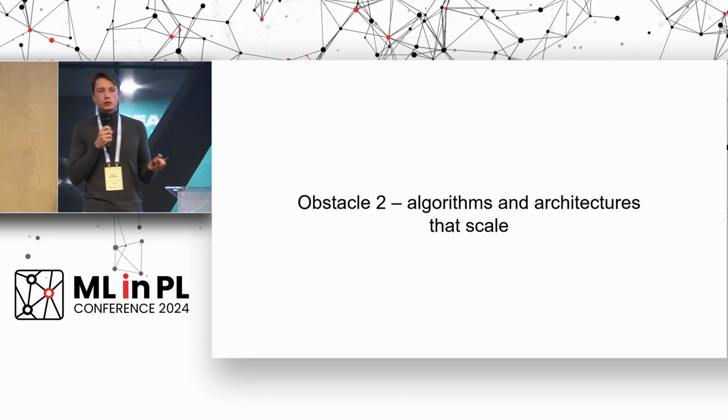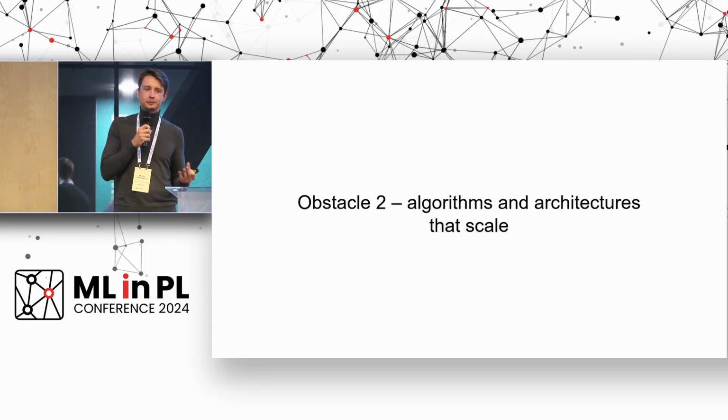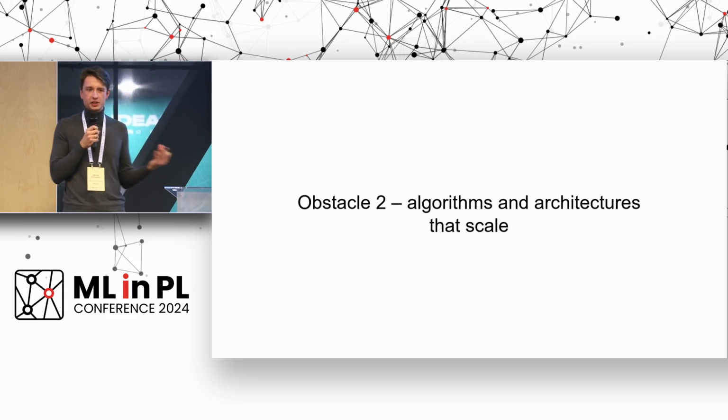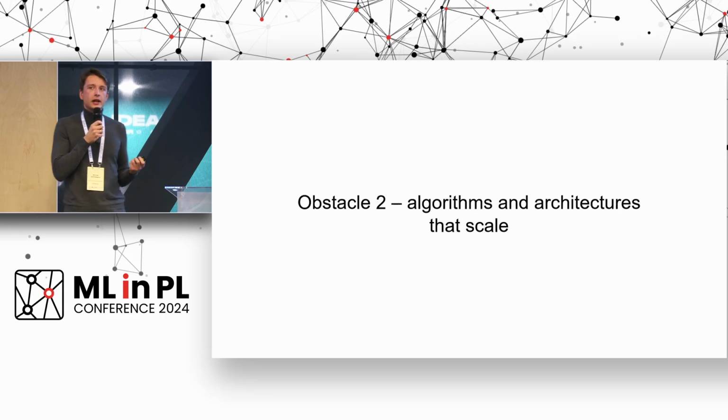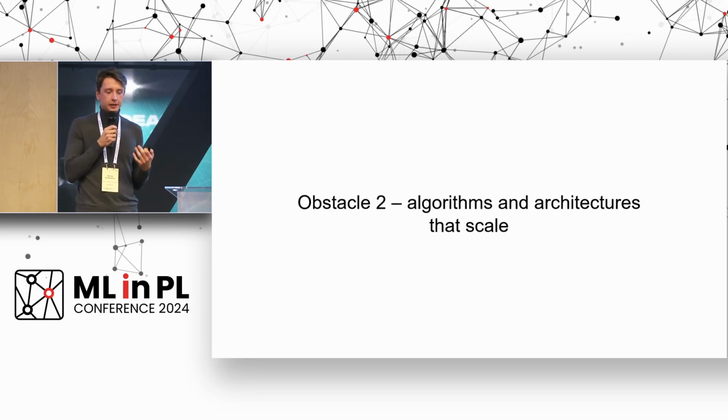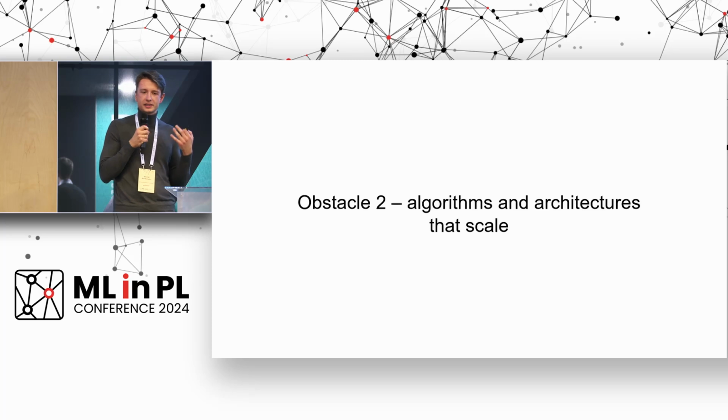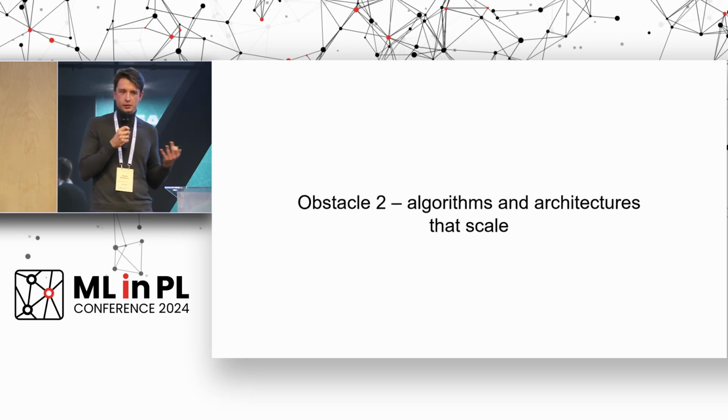All right, so we know that there is a movement of bypassing obstacle number one, which is data. But how about obstacle number two? Obstacle number two is related to how we can scale algorithm architectures to utilize this data, once again.